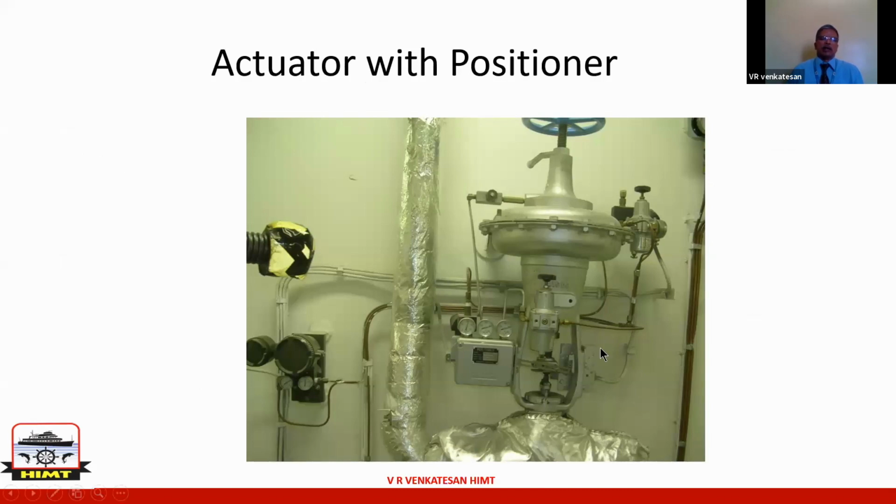This is the final actuator. All of you would have seen this. This part, what is this part called? IP converter. No, this part is the positioner. This is called a valve positioner. Valve positioner, sir. To keep the valve in the required position. Okay, so you can see this part.